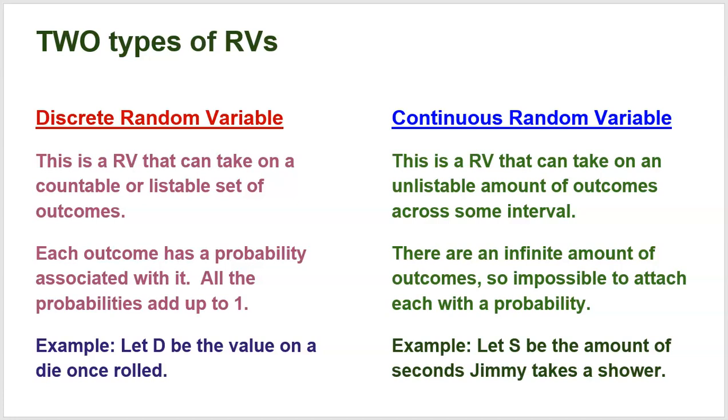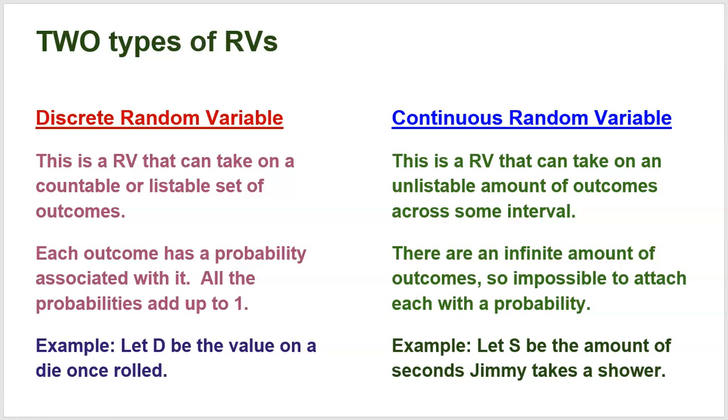So example, let D be the value of a die once rolled. That would be discrete because I could list every single outcome. Here I go, 1, 2, 3, 4, 5, 6. Very simple. Where a continuous random variable, this is a random variable, hope you guys are okay with me using RV for random variable, it's just a lot easier to type, but this is where there's an unlistable amount of outcomes, okay? So there's basically an infinite amount of outcomes. I couldn't possibly make a list. I couldn't possibly find all the probabilities.